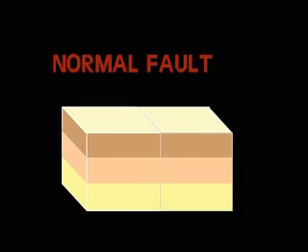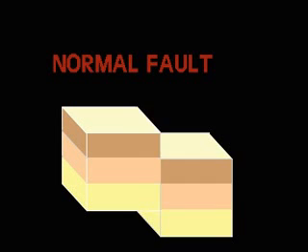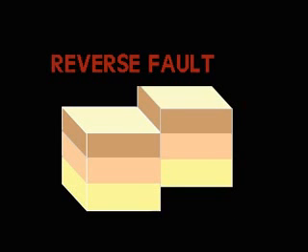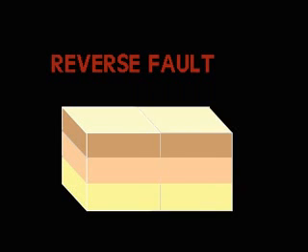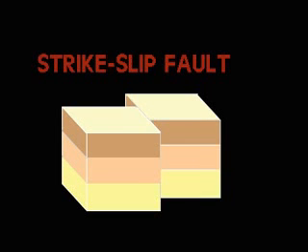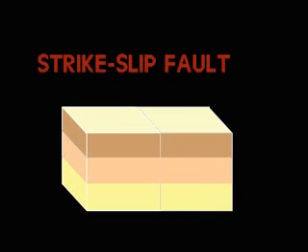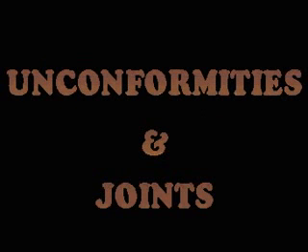A normal fault is one in which the hanging wall moves downwards and the footwall upwards. In a reverse fault, the hanging wall moves upwards, and in a strike-slip fault, the movement of the blocks is along the strike plane. Other commonly found structural features are unconformities and joints.